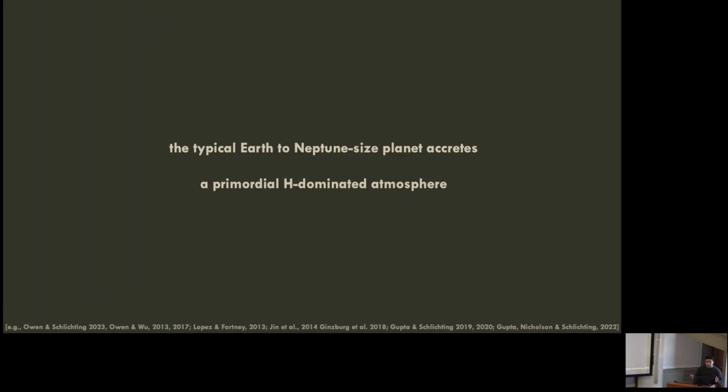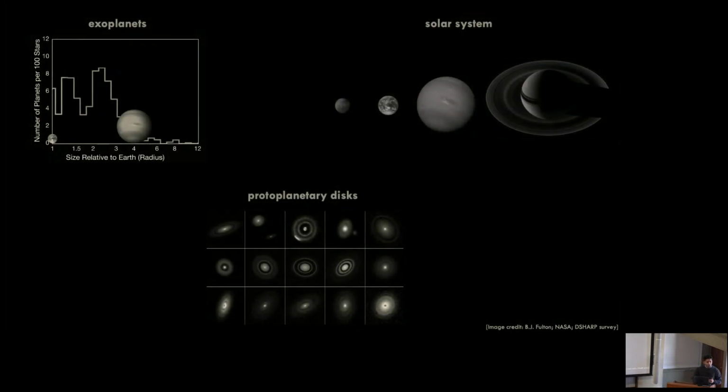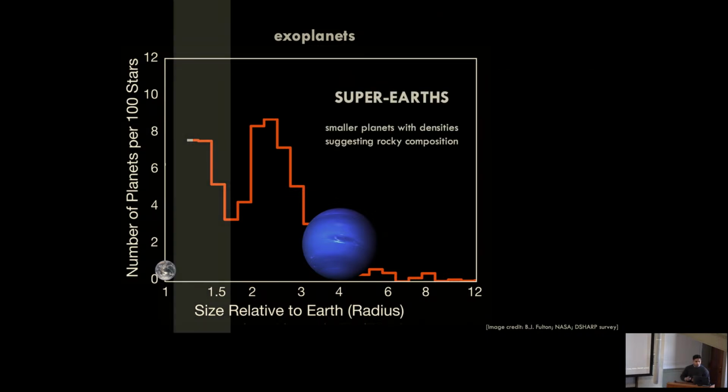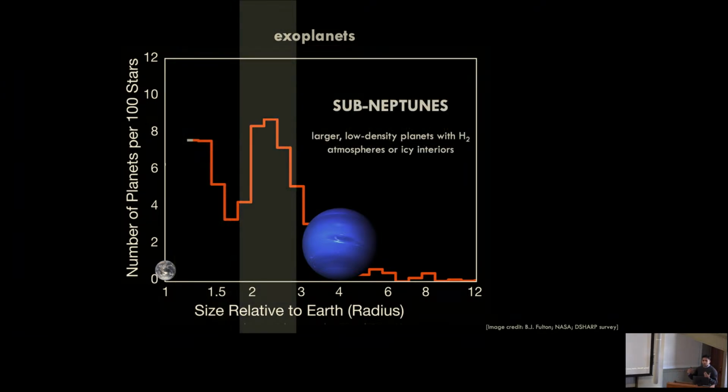Now, the typical Earth to Neptune-sized planet accretes a primordial hydrogen-dominated atmosphere. How do we know this? A number of ways. First of all, exoplanets. Today we know, I'm sure a lot of you have seen this figure already, that the y-axis is the number of planets, the x-axis is the size of the planet relative to Earth. So the highlighted region is what we today refer to as the super-Earths, the rocky planets in our galactic neighborhood, whereas these are referred to as the sub-Neptunes, the gas-rich planets.